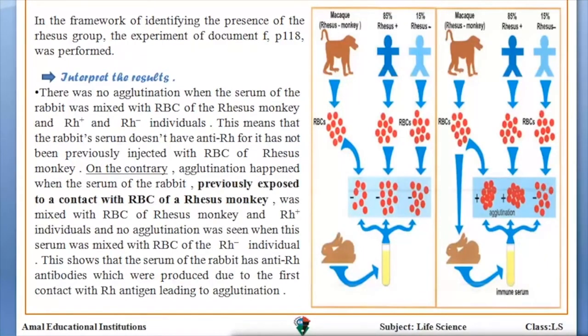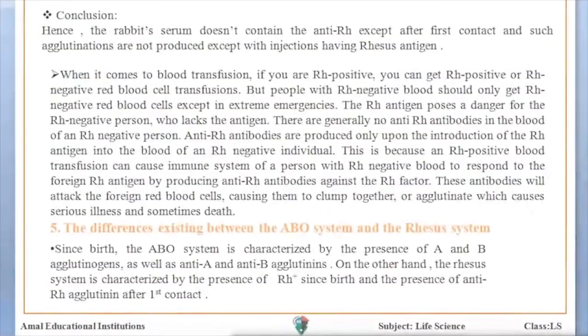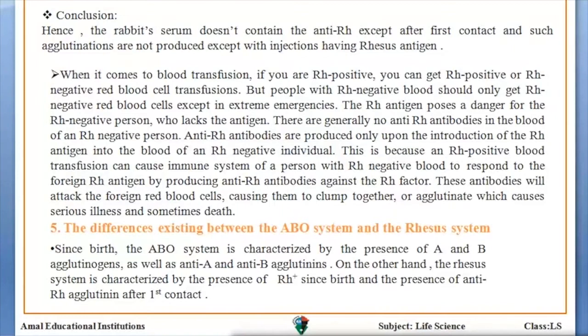So, the immune system of the receiver will consider the rhesus factor as an antigen, leading to an immune response where the body is going to secrete or synthesize anti-Rh antibodies. The conclusion to the experiment is that the rabbit serum doesn't contain the anti-Rh antibody except after the first contact, and that such agglutinations are not produced except with injections having the rhesus antigen.